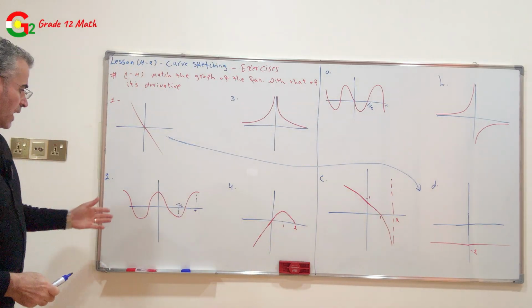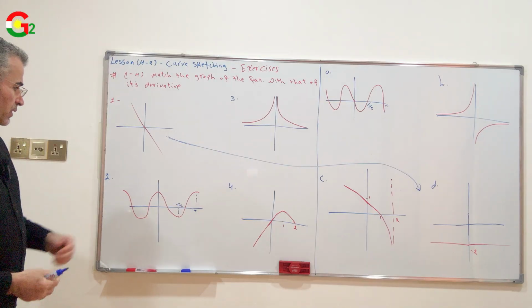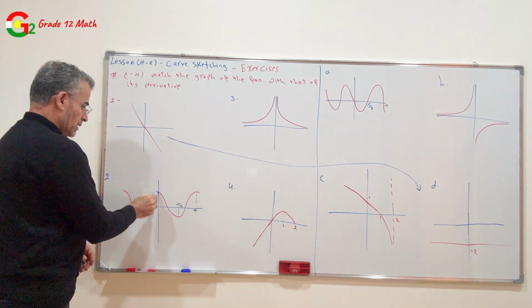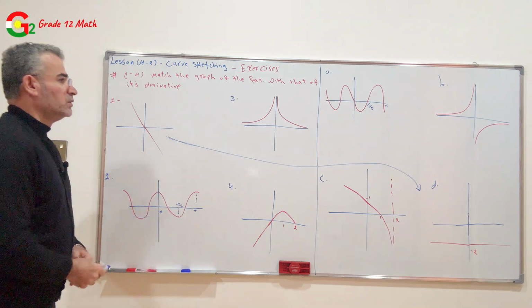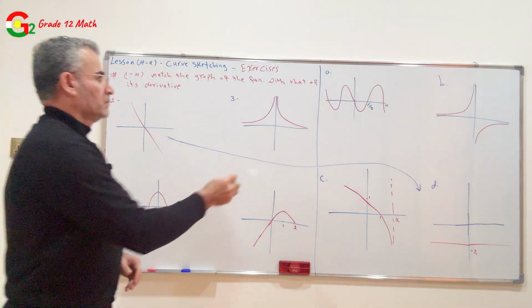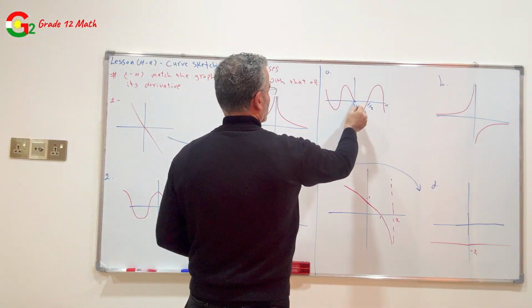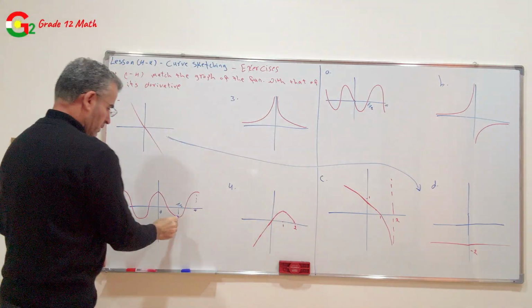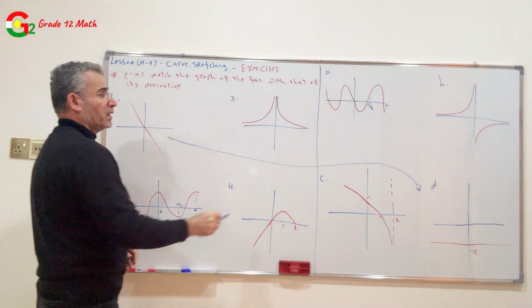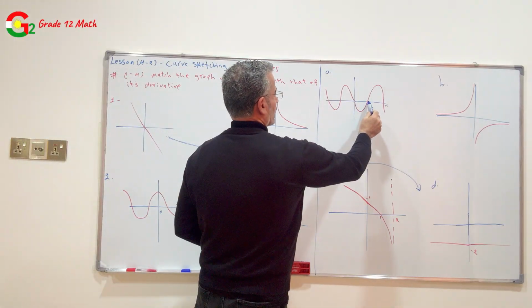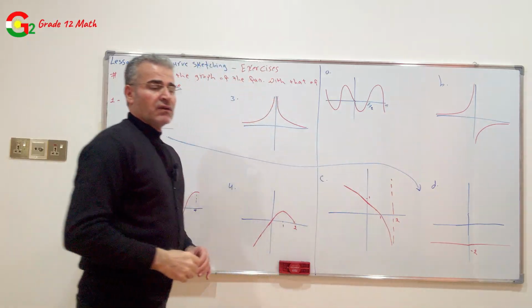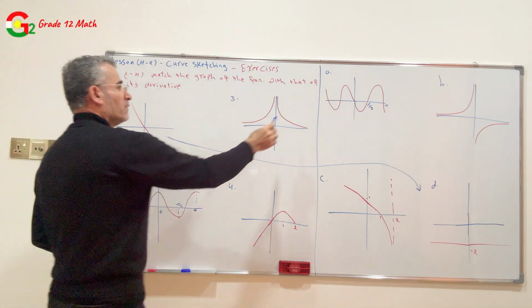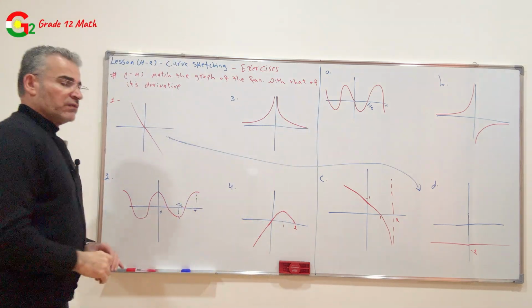Question number 2. As you see, we have the graph of a trigonometric function. The function is decreasing from 0 to pi over 2, and the derivative graph is under the x-axis from 0 to pi over 2. The function is increasing from pi over 2 to pi, and the graph here is over the x-axis from pi over 2 to pi. Therefore, this graph is the derivative of this function.